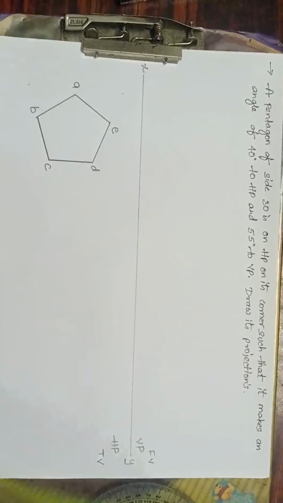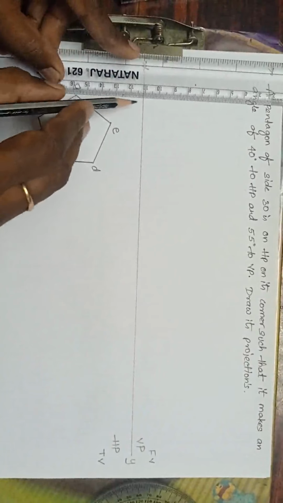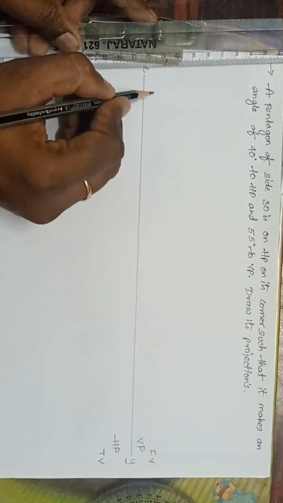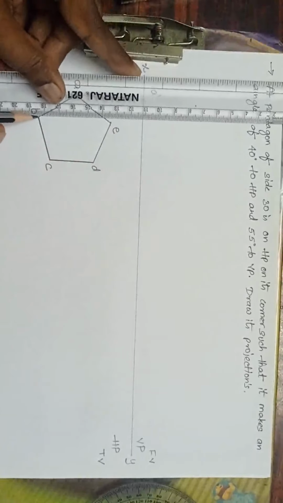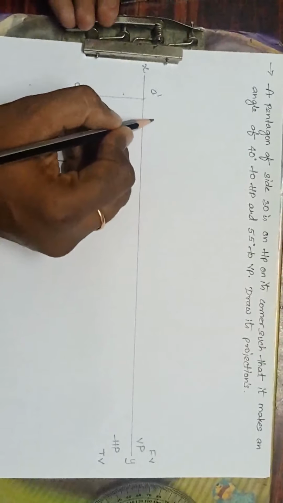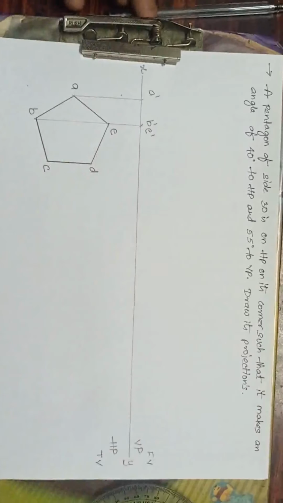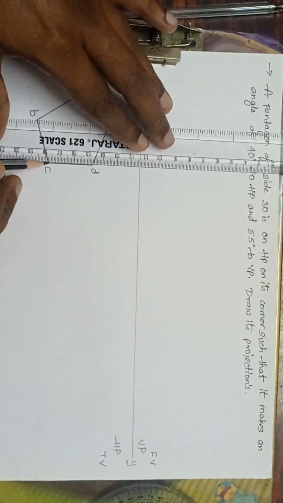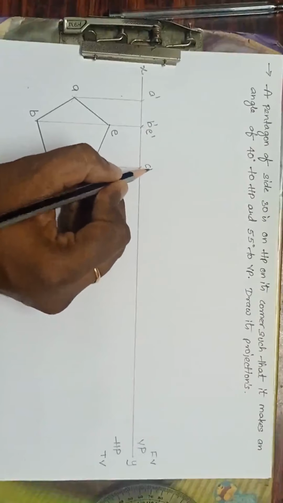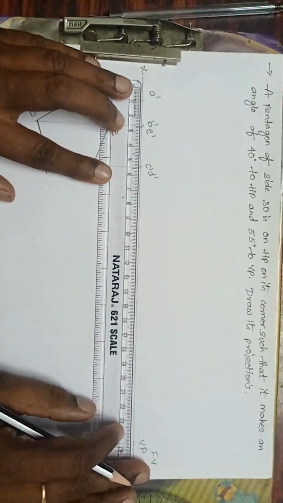Next, what to do? From A, drop the perpendicular line. Okay, now what is this? This is A dash. See here, from B and E, it should be a common line. It will come common line. Okay, this is B dash, E dash. Okay, fine. Next, this is C dash, D dash. Now make this line as dark.